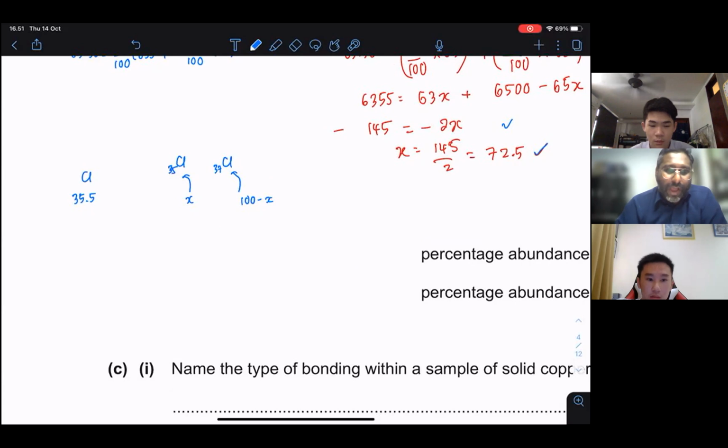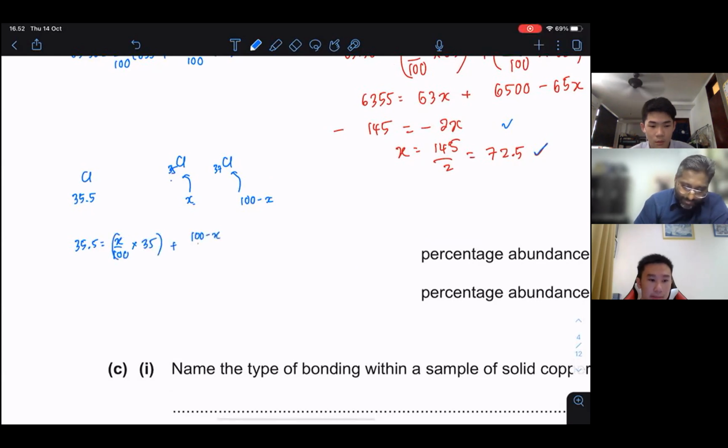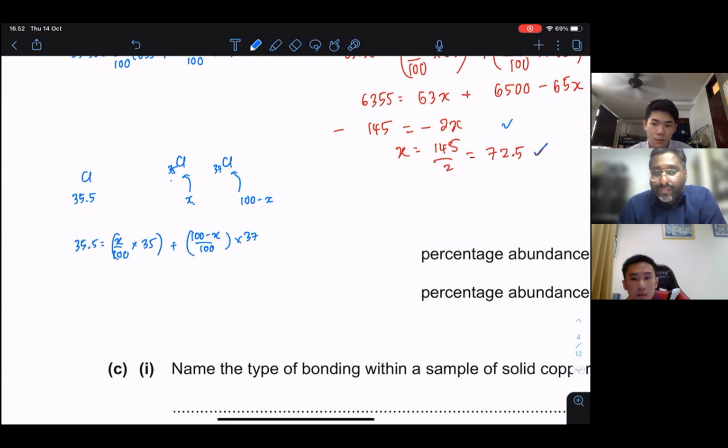So how do I solve this? I just need to use 35.5 equals X divided by 100 times 35, plus 100 minus X divided by 100 times 37. And then you can find the X value. Similar to that, I don't want to waste the time over here. You will be able to find the X value. Maybe roughly you will get X is going to be 70. Then just put it back to find the other one.